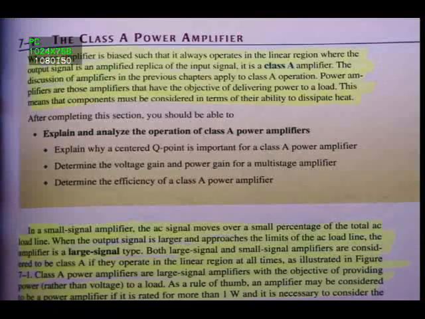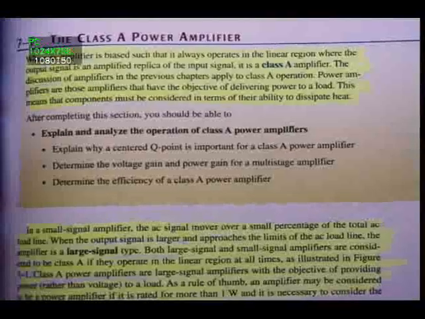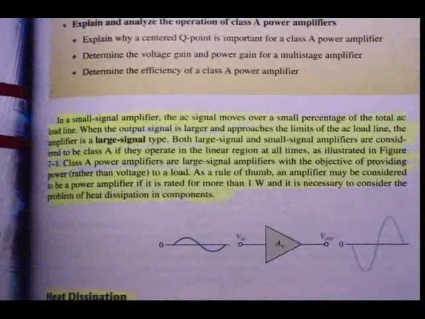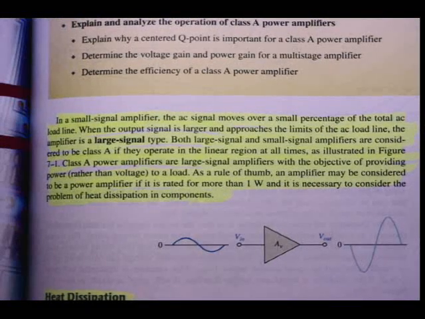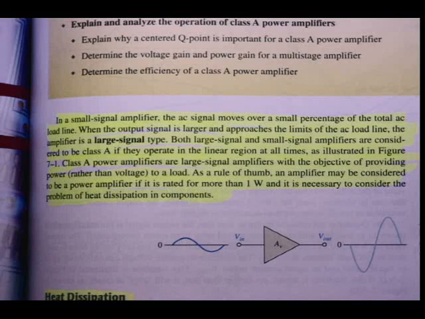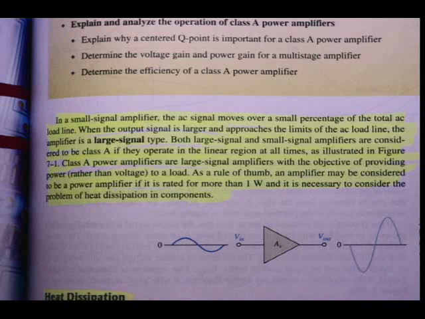I also want you to mark here in your textbooks those paragraphs as I have marked them. In a small signal amplifier, the AC signal moves over a small percentage of the total AC load line. When the output signal is larger and it approaches the limits of the AC load line, the amplifier is a large signal type. Both large signal and small signal amplifiers are considered to be a Class A if they operate in the linear region at all times, as illustrated in the figure.